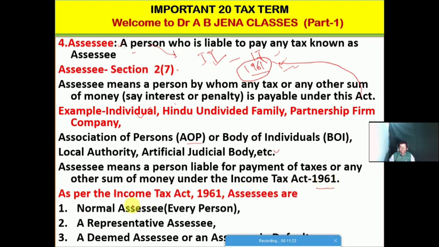Act 1961. As per the Income Tax Act 1961, assessees are normally of three types: normal assessee, that is every person, then representative assessee, then deemed assessee. So these are the categories of assessees, friends. So deemed assessee or an assessee in default.